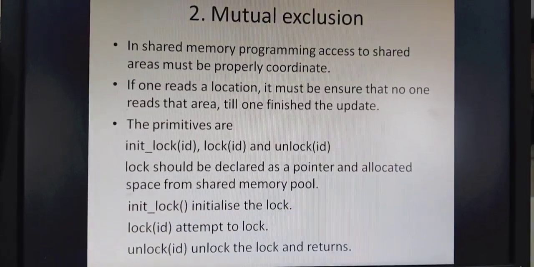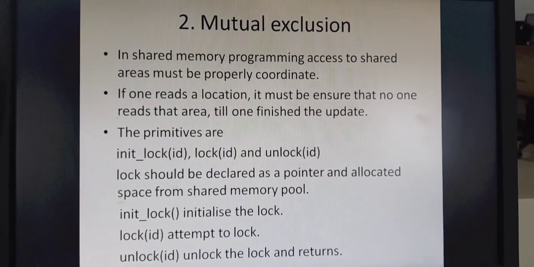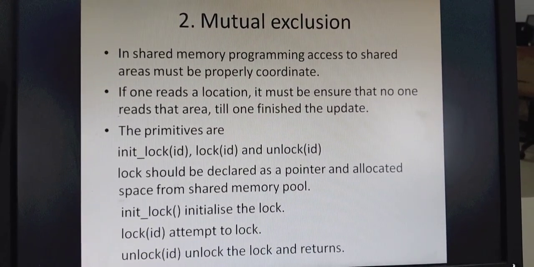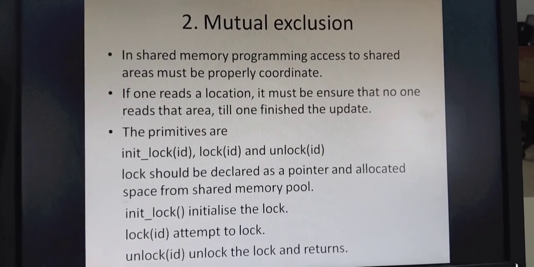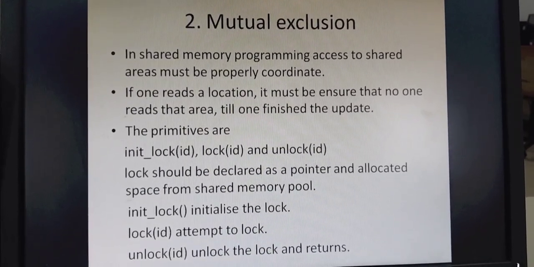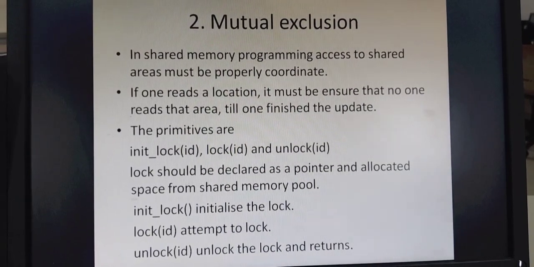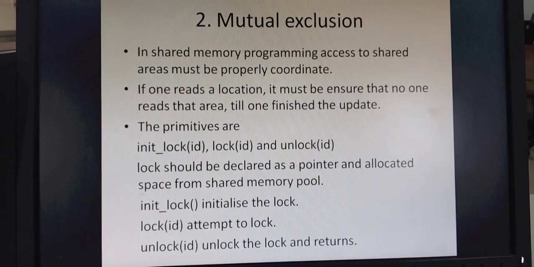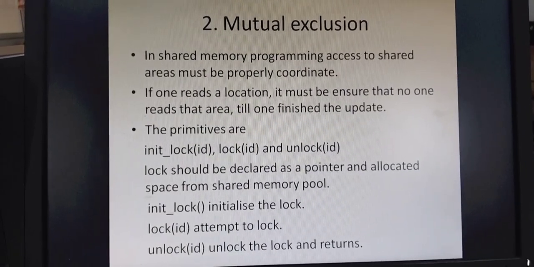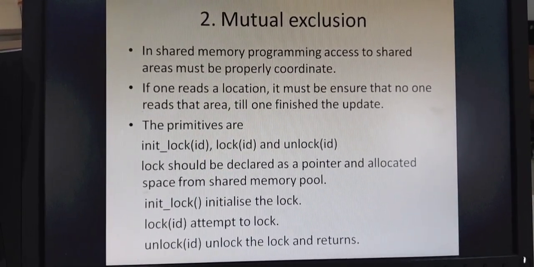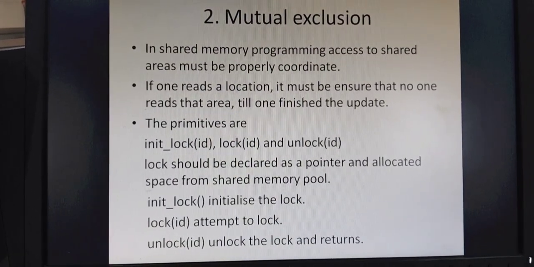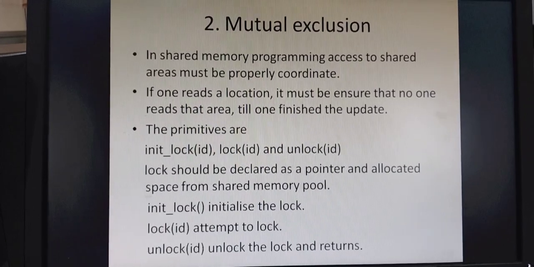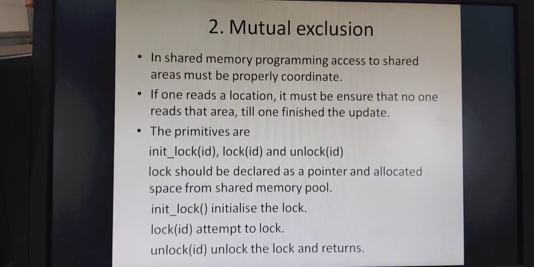The second general model is mutual exclusion. In shared memory programming, access to the shared area must be properly coordinated. Now, an example for shared memory is the critical section. We want to access the shared memory, so how can we access it? For that we use mutual exclusion. What happens in mutual exclusion? If one process reads a location, it must be ensured that no one reads that area till the update is finished.